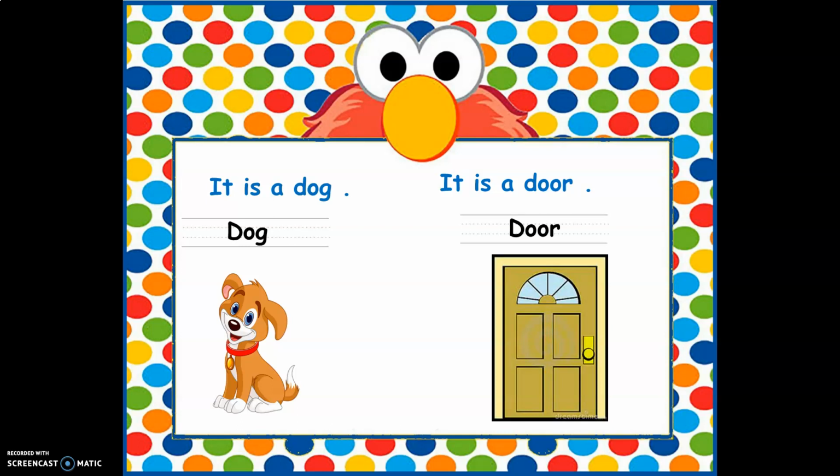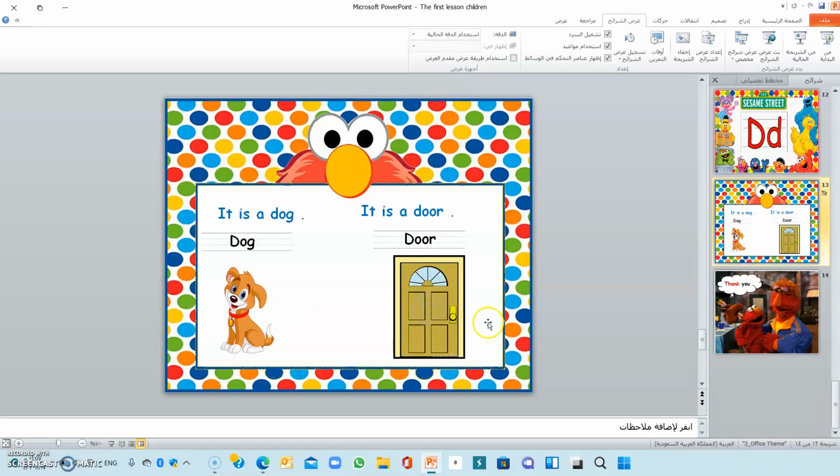So, it is a dog. It is a door. Again, my beautiful students, today we took about what? Today we took 4 letters. What are they? A, B, C, and D.